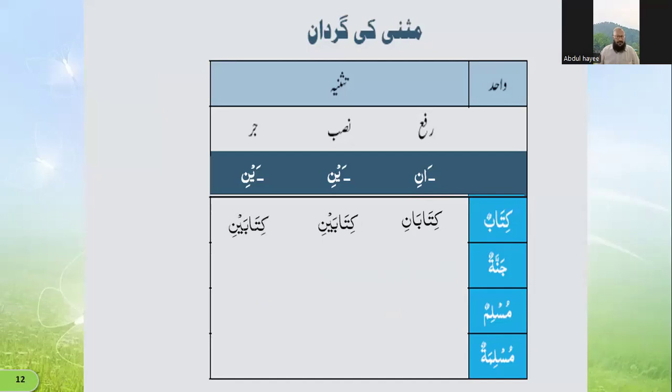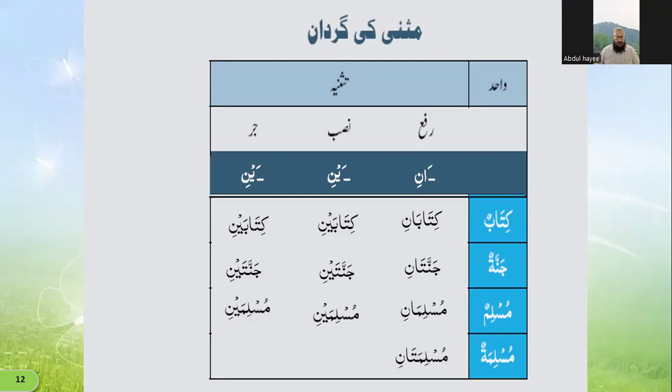The next is jannatun. How do we make the tasniya? I remove the round ta, open it into ta, and remove the tanween. It becomes jannatani, jannataini, jannataini. Muslimun, muslimani, muslimaini, muslimaini. Muslimatun, muslimatani, muslimataini, muslimataini. So this is one way of making a musanna, the dual, from a singular noun.